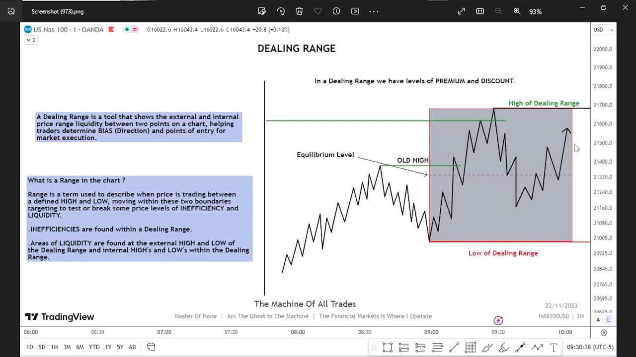So these are our premium levels, these are our discount levels. And you don't need to wait to buy at discount. You can start selling at premium levels for that retracement to go to discount levels.